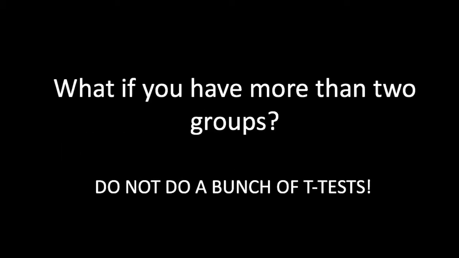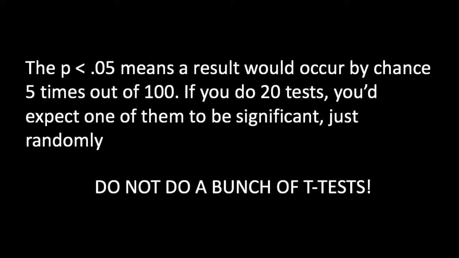Now, what if you have more than 2 groups? Do not do a bunch of t-tests. I mean it. The p less than 0.05 that we use to accept or reject the null hypothesis means a result would occur by chance 5 times out of 100. If you do 20 t-tests, you'd expect 1 of them to be significant just randomly. If you do 100 t-tests, you'd expect 5 of them to be significant just randomly. So do not do a bunch of t-tests. So then what do you do?